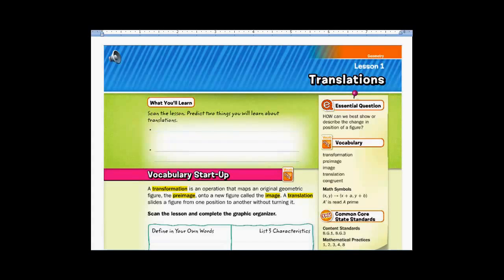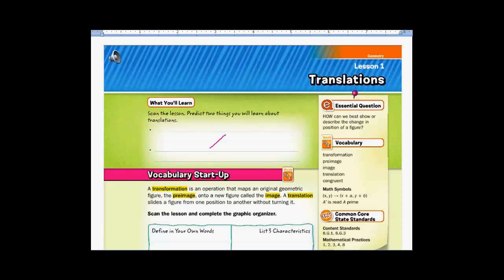All right, chapter 6 is a chapter on transformations, so taking one shape and making it into something else. Lesson 1 specifically deals with translations. So before we get too far into it, let's go over a little bit of vocab when we talk about transformations. It says a transformation is an operation that maps an original geometric figure called the pre-image.